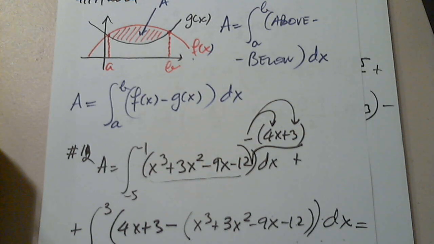And x cubed plus 3x squared, and minus 13x minus 15. Okay, jump to the second one. This is from -1 to 3, and that was -x cubed, and then minus 3x squared, and plus 13x plus 15.